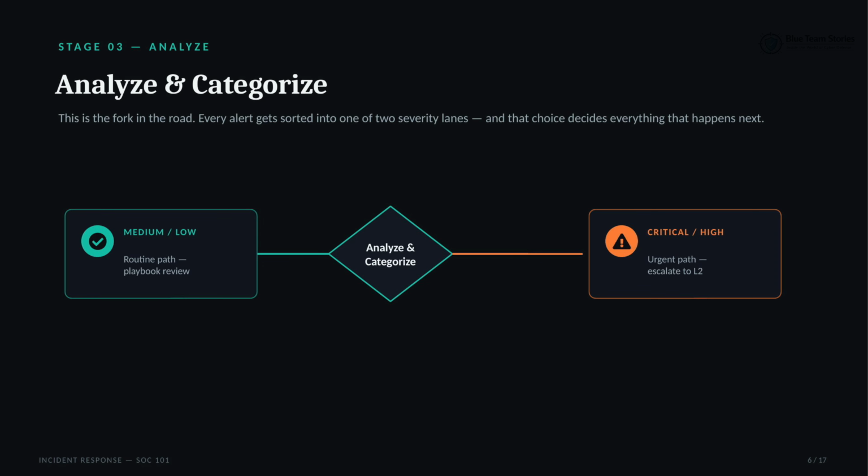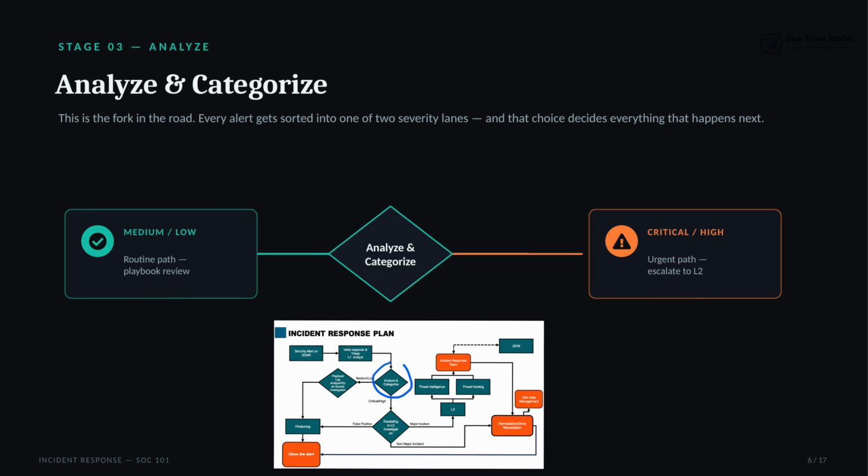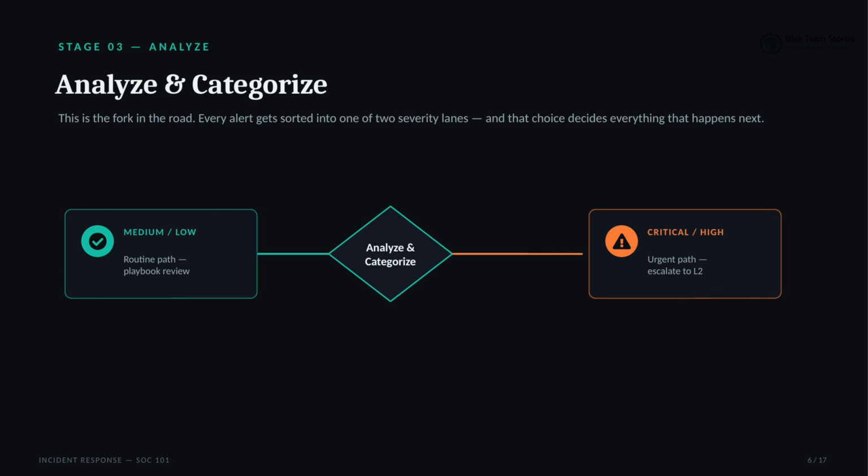Analyze and categorize. Once the initial review is complete, the alert is analyzed and categorized based on severity. This is one of the most important decision points in the entire process. Alerts classified as low or medium severity usually follow a standard investigation path. Alerts classified as high or critical severity require immediate attention and are escalated for advanced analysis. The severity assigned here determines the path that follows.